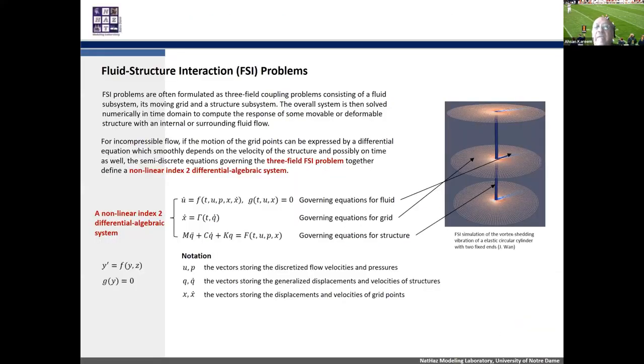Those of you who are involved in aeroelasticity, now the trouble becomes more complicated. We have three equations to worry about. We have equations governing the fluid, governing the grid that is moving, and the building moving. So here is an example of a two-dimensional structure which is vibrating, and the numerical methods become more sophisticated because it is a three-field FSI problem, and it defines a nonlinear index-2 differential algebraic system of equations, where stability becomes a bit of an issue, and one has to make sure that it is satisfied.